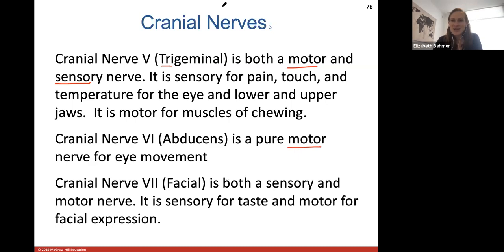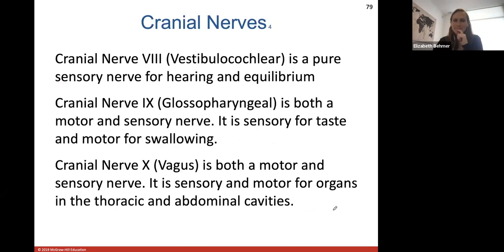The facial nerve is another sensory and motor kind of nerve mix. It's sensory for taste, so it helps you sense taste sensations on your tongue, but it controls, and that's why we call it the motor nerve, it controls a lot of your muscles of facial expression. So your zygomaticus, risorius, depressor anguli oris, and the orbicularis muscles as well.